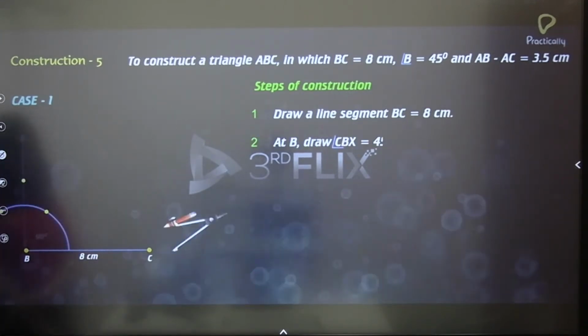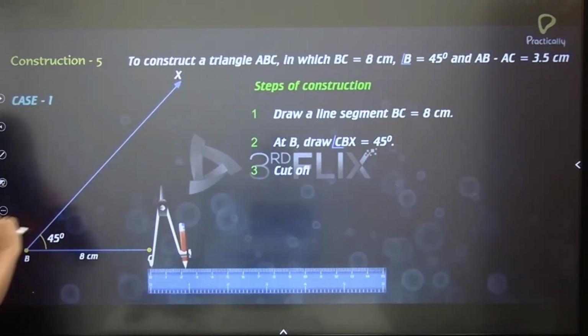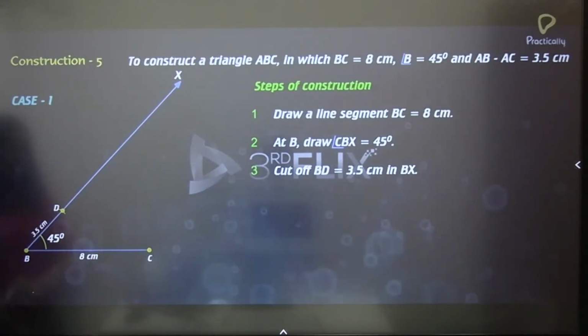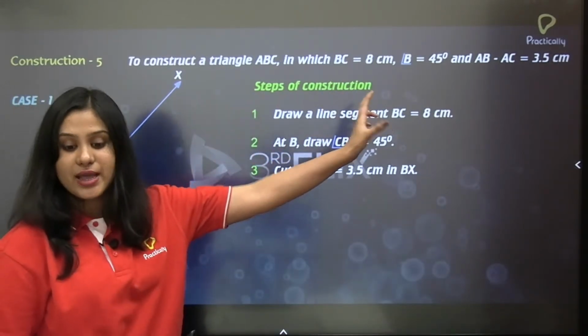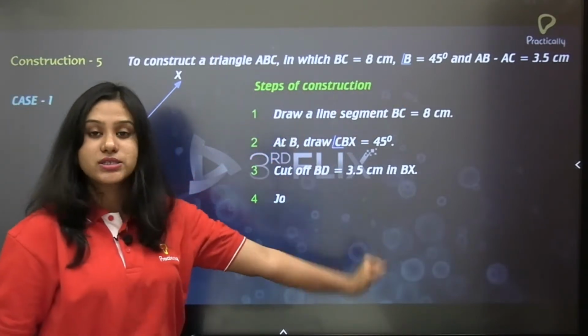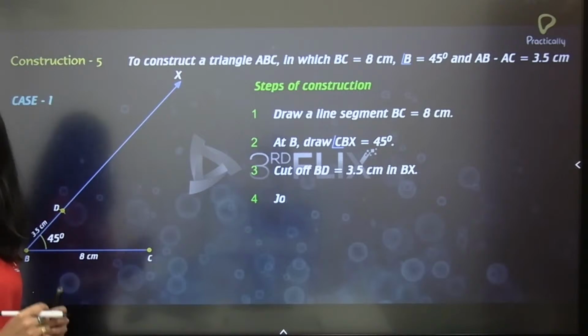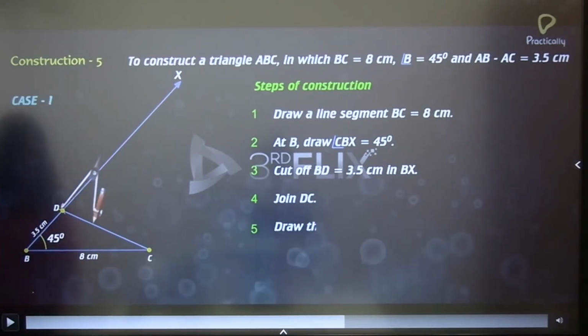Draw a line segment BC. So here we have taken line segment BC, taken 45 degrees, that is angle XBC is 45. Now BD is equal to 3.5 centimeters, which is nothing but the difference between AB and AC. So AB minus AC is 3.5 centimeters. So take that as BD and draw an arc with a measure of 3.5 centimeters. Next, join DC. So after BD, which is 3.5 centimeters, just join this DC. Okay. What is the next step?